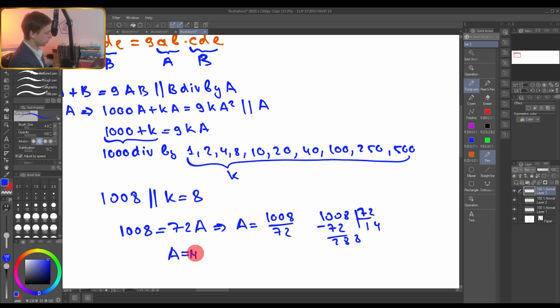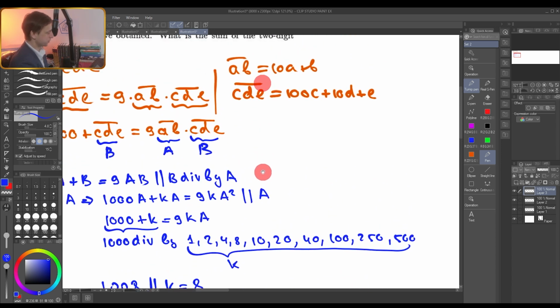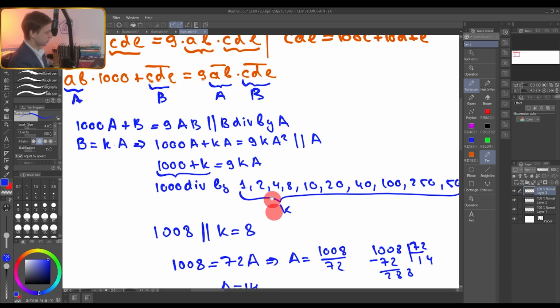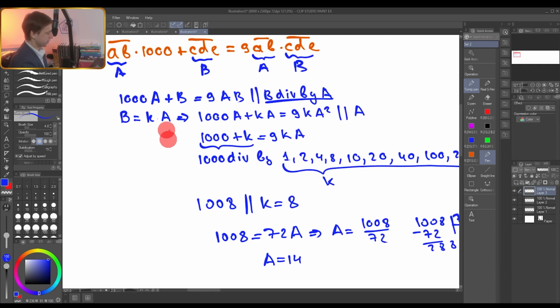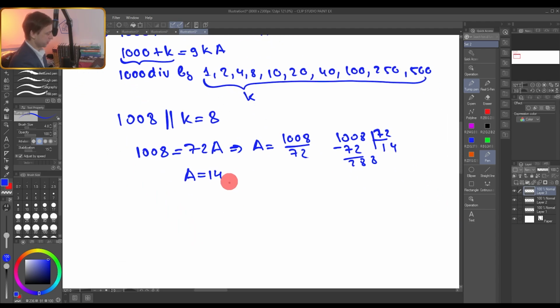And what would be the value of B? Let's go up and see that B equals kA, right? Because B is divisible by A, and we said that B equals kA, and therefore B equals 8 times 14, and it is equal to 112. So A equals 14, B equals 112. Looks like everything works for us perfectly.